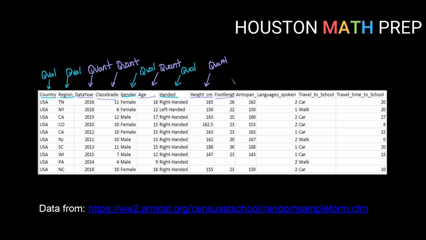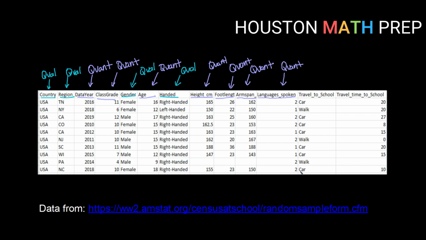Same thing with foot length. Again, that is a measure, so that will be quantitative. Here we have arm span, meaning if you put your arms straight out, how far across do they go? That's a measure. That is quantitative. How many languages are spoken? That is a count, which is again numerical, so that one would be quantitative.